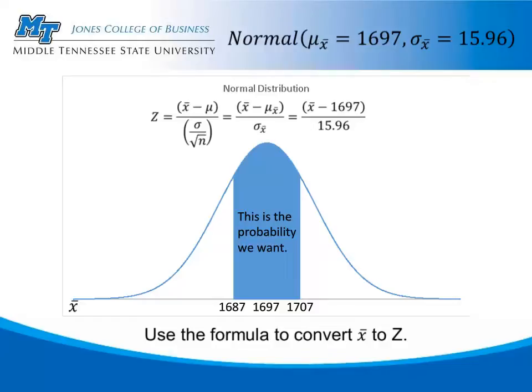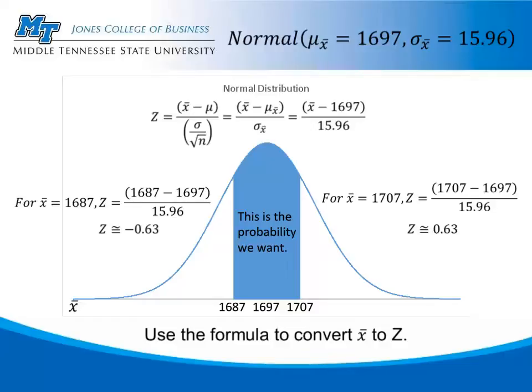Now we want to find the part that's in blue. We want to find the likelihood that the value of x bar is between 10 units below the mean and 10 units above the mean, that it's between 1687 and 1707. And all we have to do is use this formula up at the top of the curve to convert those x bar values to z values.